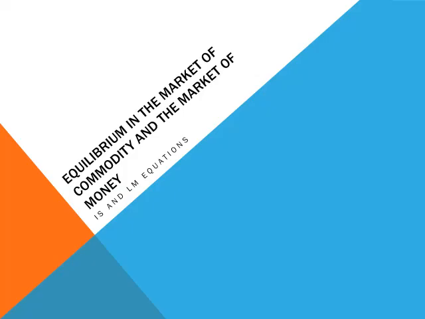The condition of equilibrium in the market of goods and services is aggregate supply should equal aggregate demand. The condition of equilibrium in the market of money is money supply should equal money demand. The condition of equilibrium in the labor market is labor supply LS should equal labor demand.